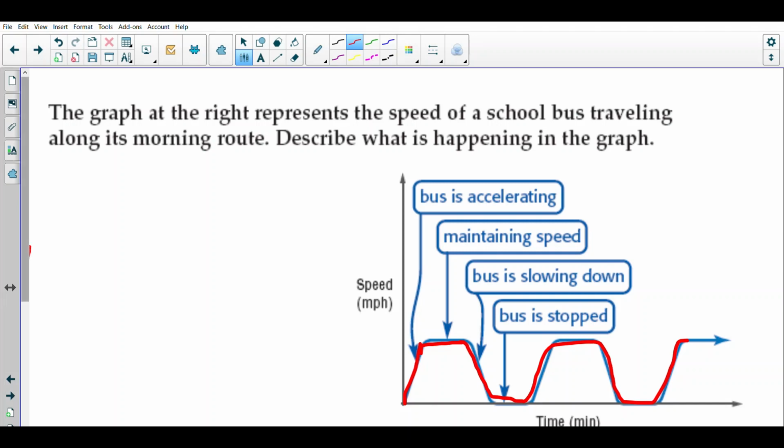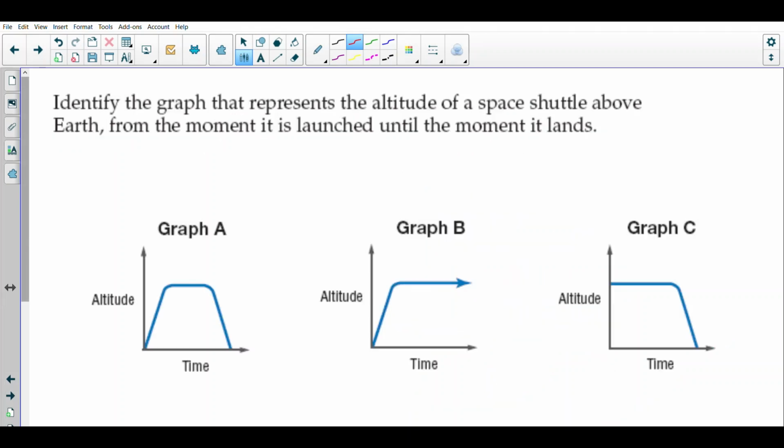All right, identify the graph that represents the altitude of a space shuttle above Earth from the moment it is launched until the moment it lands. So graph A says, remember, it's when it's launched and then until it lands. So it's going to be launched and stay where it is for however long, and then come back to Earth till it lands. Well, that makes pretty good sense for graph A.